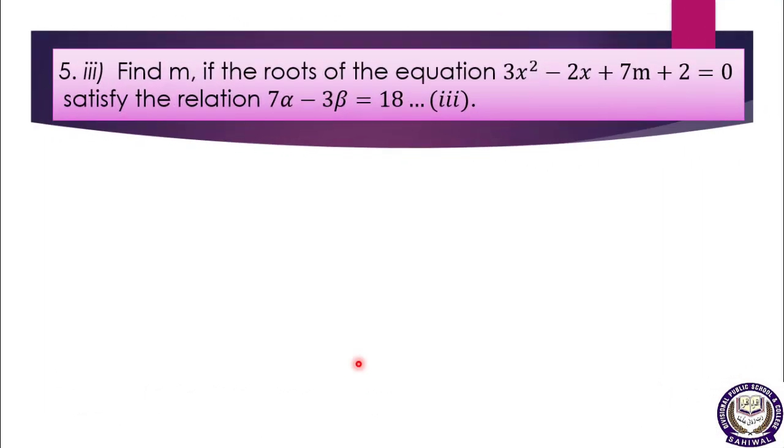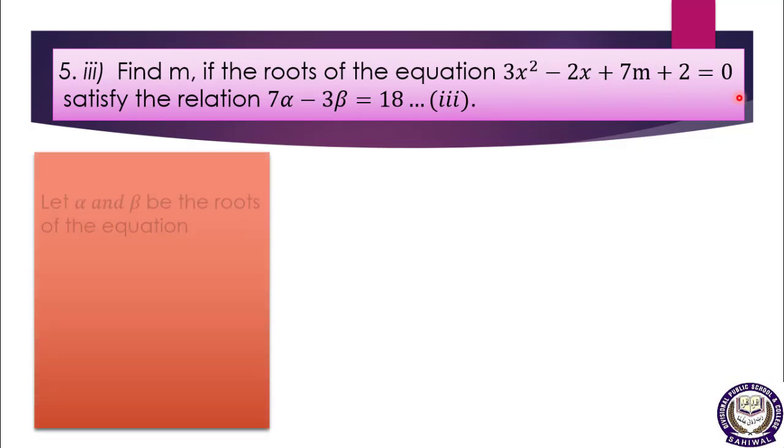Let's solve another part of the same question. In this part, we have to find the value of m if the roots of the equation 3x square minus 2x plus 7m plus 2 equal to 0 satisfy the relation 7 times alpha minus 3 times beta equals 18. As we can notice, alpha and beta are the roots of the equation 3x square minus 2x plus 7m plus 2 equal to 0.